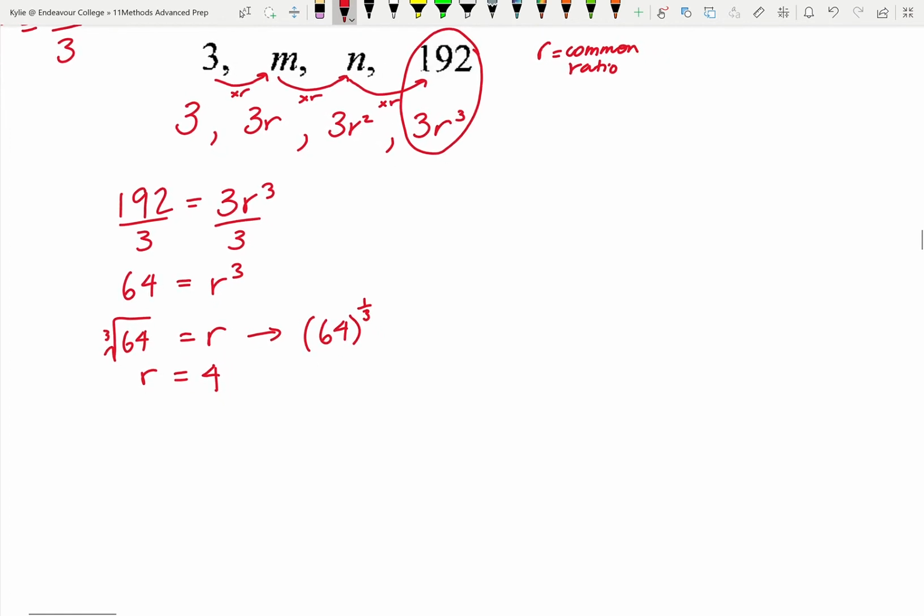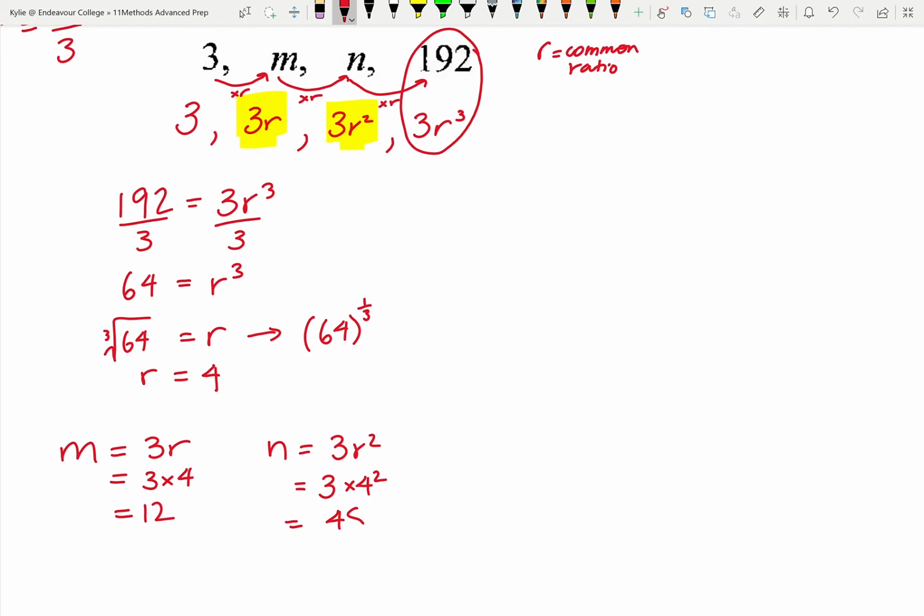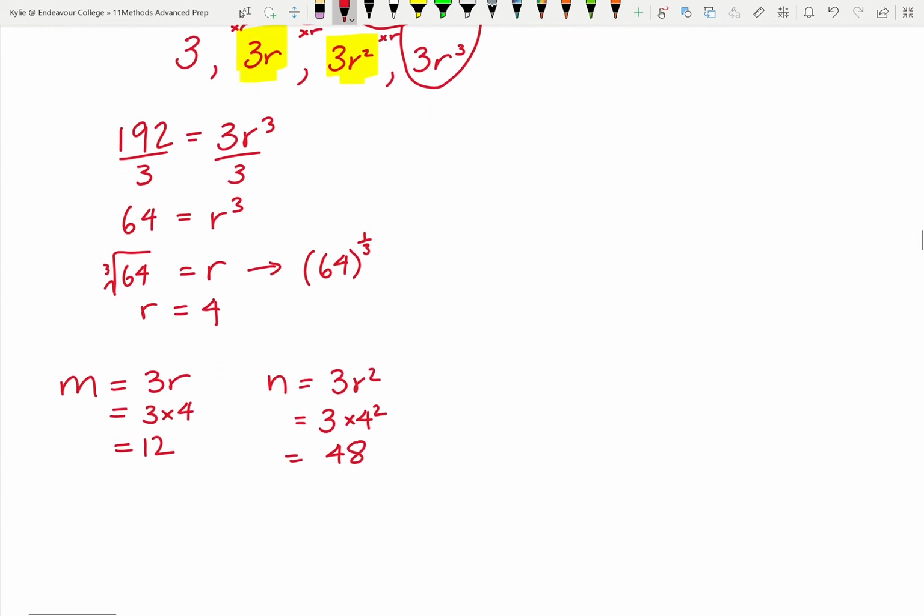So looking at the unknowns expressed in terms of R here, M is actually equal to 3R, which is 3 times 4, which is 12. N is equal to 3R squared, which is 3 times 4 squared, 3 times 16, which is 48. So our sequence is going to be 3, 12, 48, and 192.